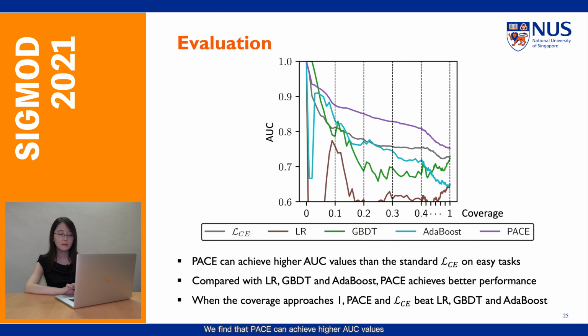We find that PACE can achieve higher AUC values than the standard LCE on the easy tasks, showing the effectiveness of our proposal. Then, compared with LR, GBDT, and AdaBoost, PACE can achieve better performance. We also find that when the coverage approaches 1, PACE and LCE can beat the other baselines, which is mainly due to GRU model's advantage to exploit the time series information in the EMR data.